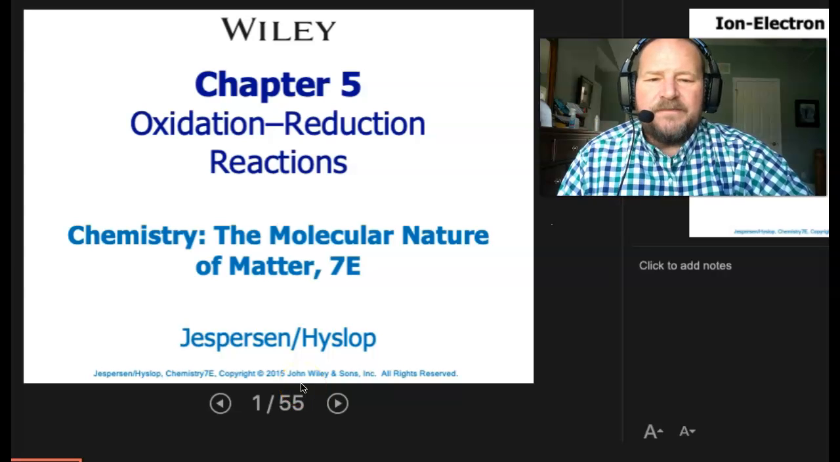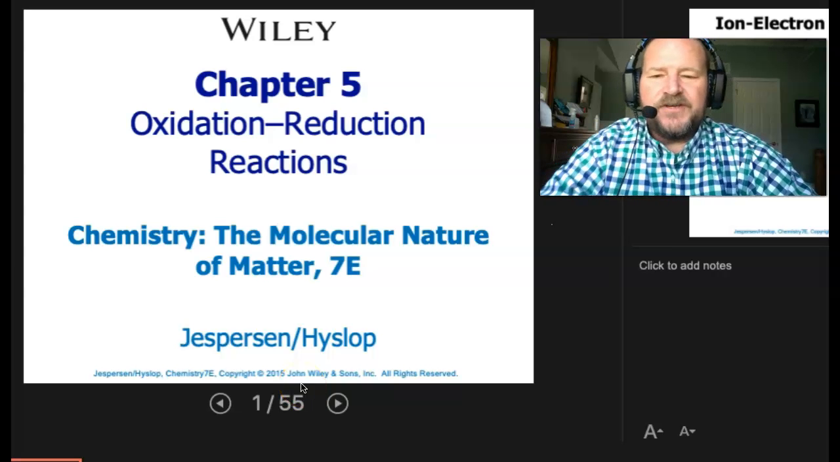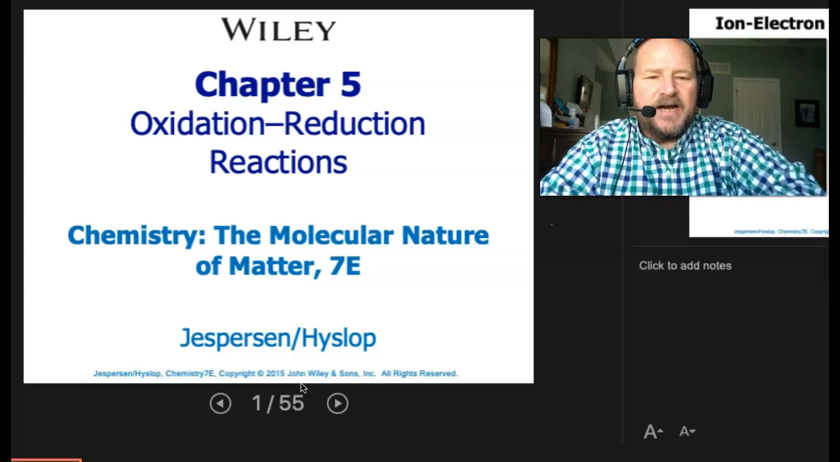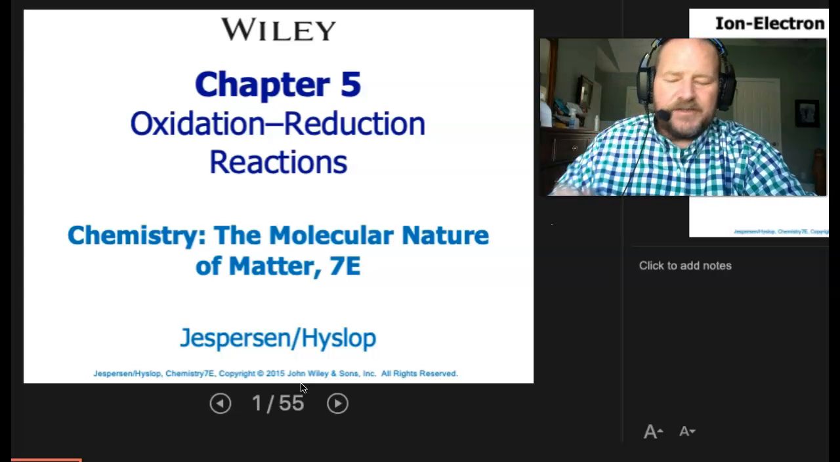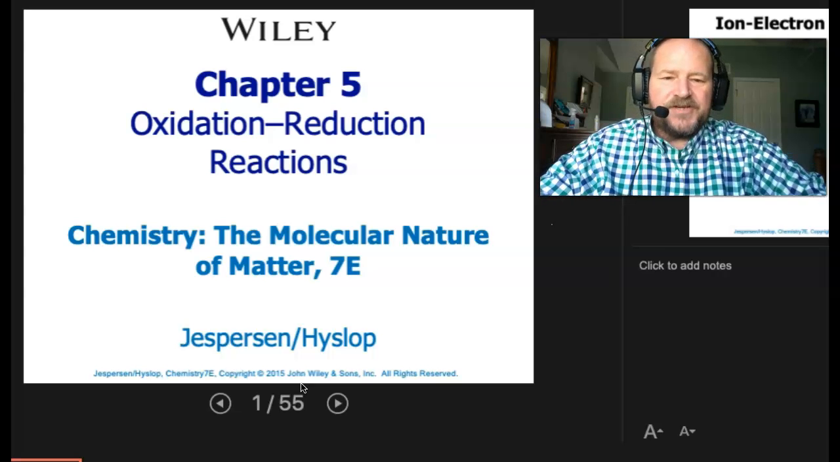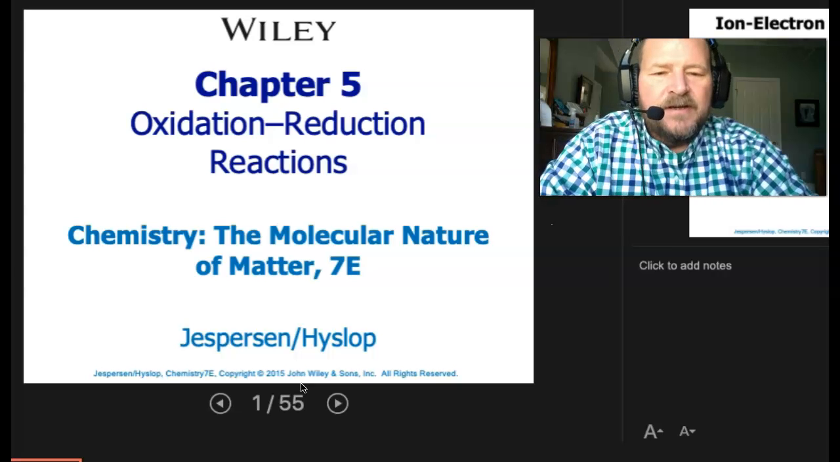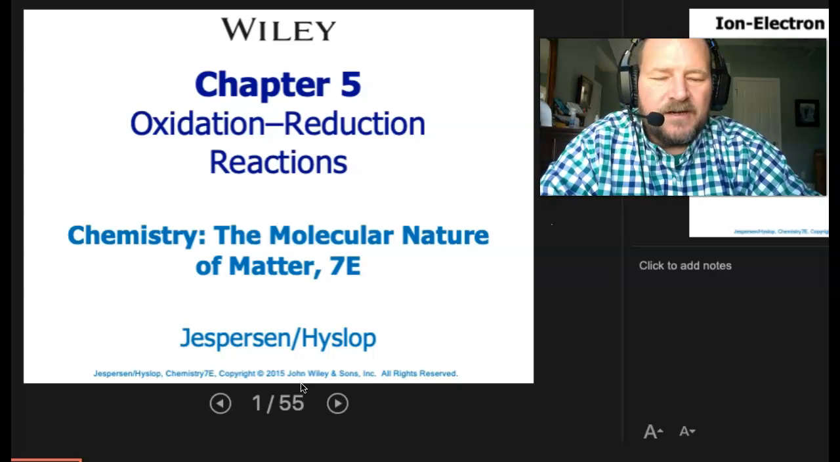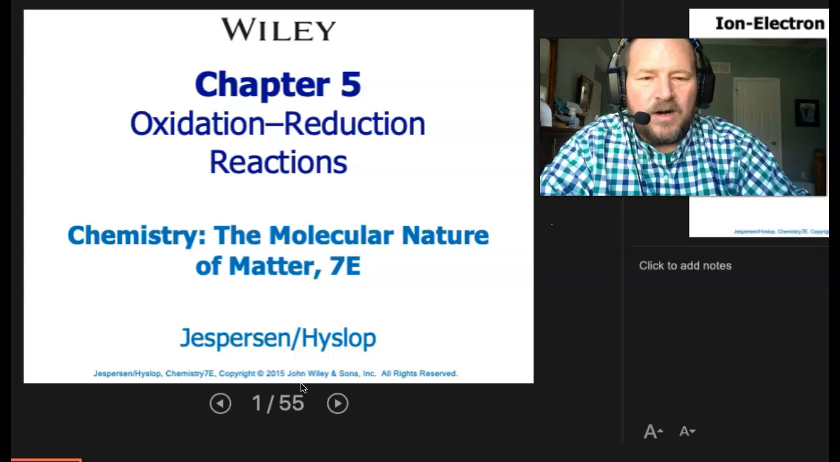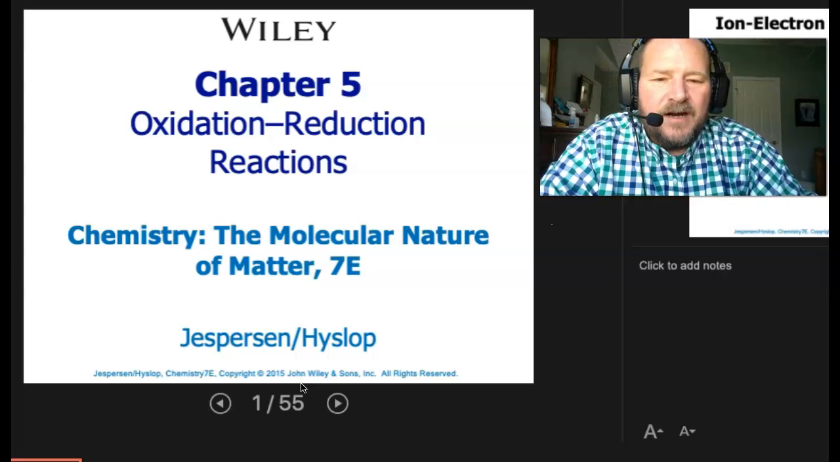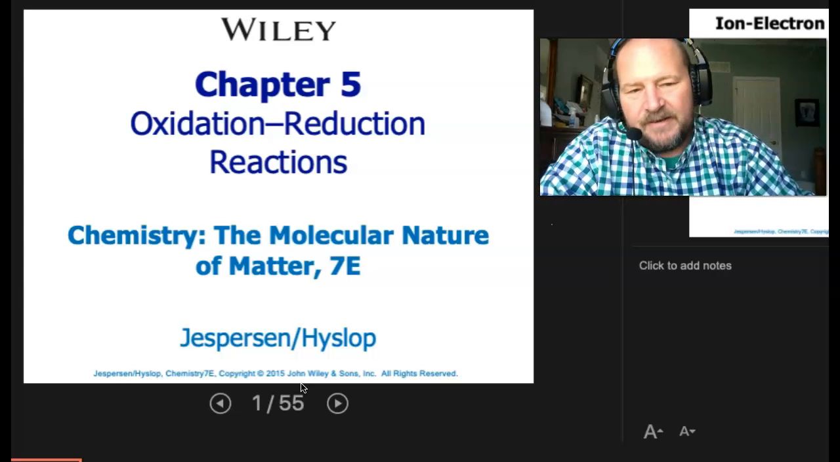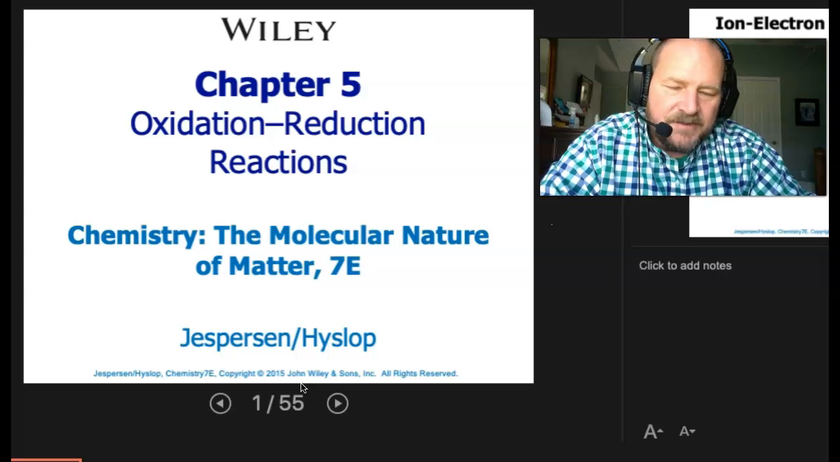So, third segment for chapter 5. We just finished up looking at the ion-electron method in acidic solution. So we would first balance each half by non-hydrogen, non-oxygen elements. Then we would balance our oxygens by adding water. Then add H pluses to balance the waters.